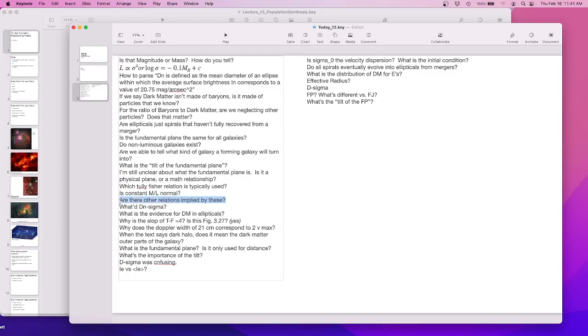Are there other relations implied by these things? Yes, probably. Not that I know of. I'll talk about d sigma. What's the evidence for dark matter in ellipticals? This is the same idea that we were talking about with spiral galaxies. We have that v squared equals GM over r.